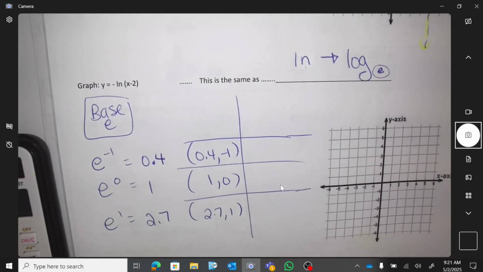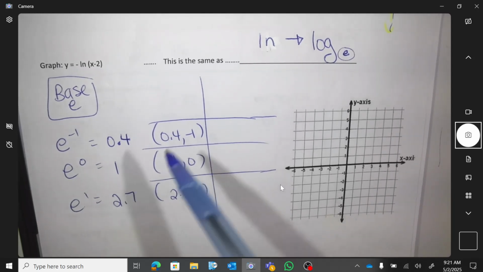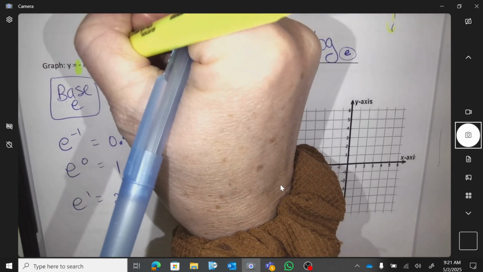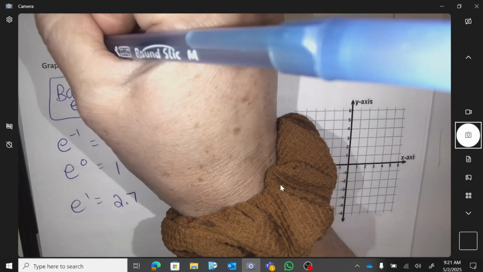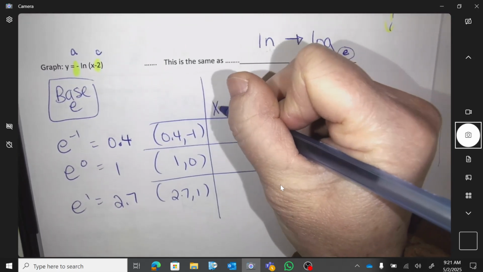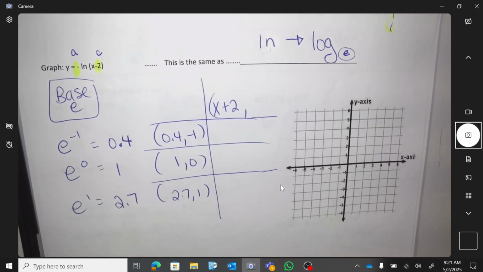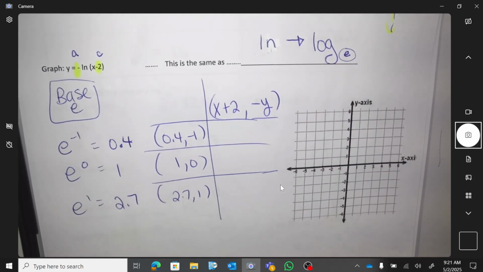Okay, so I got 3 original. We got to do this, and we've got to do that. So I have to do an A and a C. So x plus 2 would be the C. -y is the A.